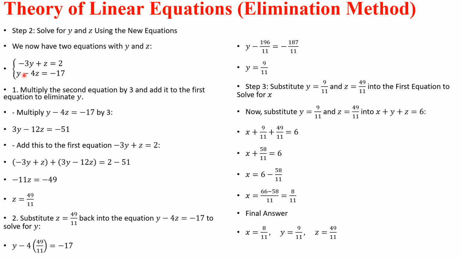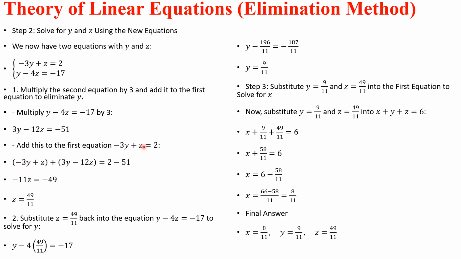Again, we can use the elimination method. How do we eliminate? We now want to eliminate y. We multiply the third equation by 3 and add it to the second equation to eliminate y. When we multiply 3 to this equation, it will give us 3y, minus 3 times 4 will give us minus 12z, and minus 17 times 3 will give us minus 51. So when we multiply this equation by 3, we have this, and we can now add it to this. That will give us minus 3y plus this equation.